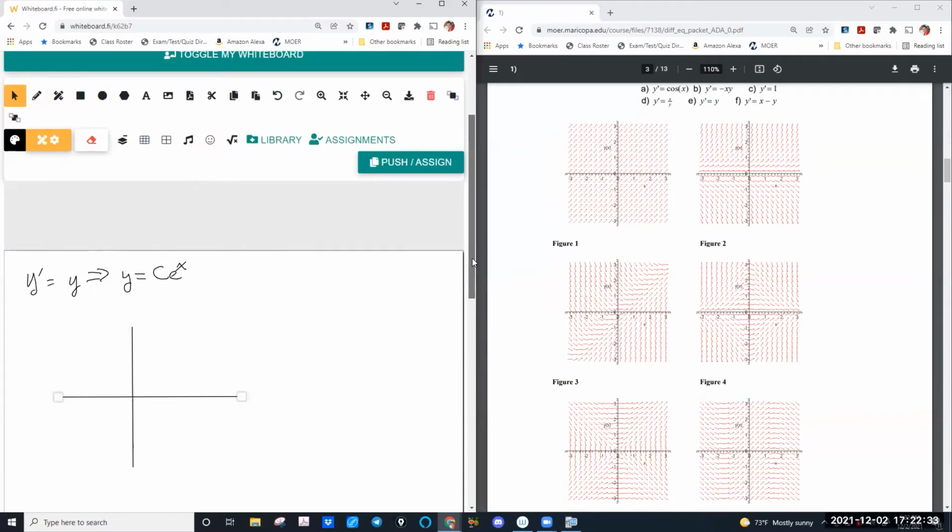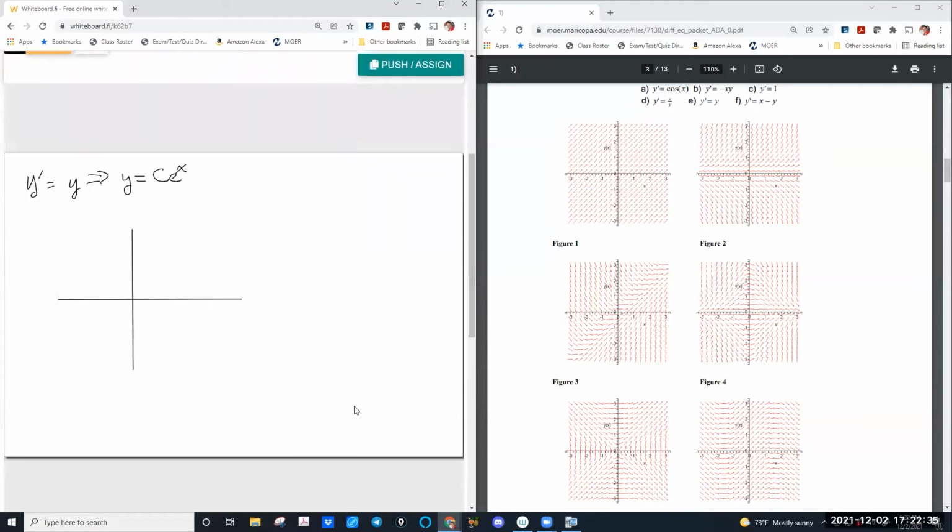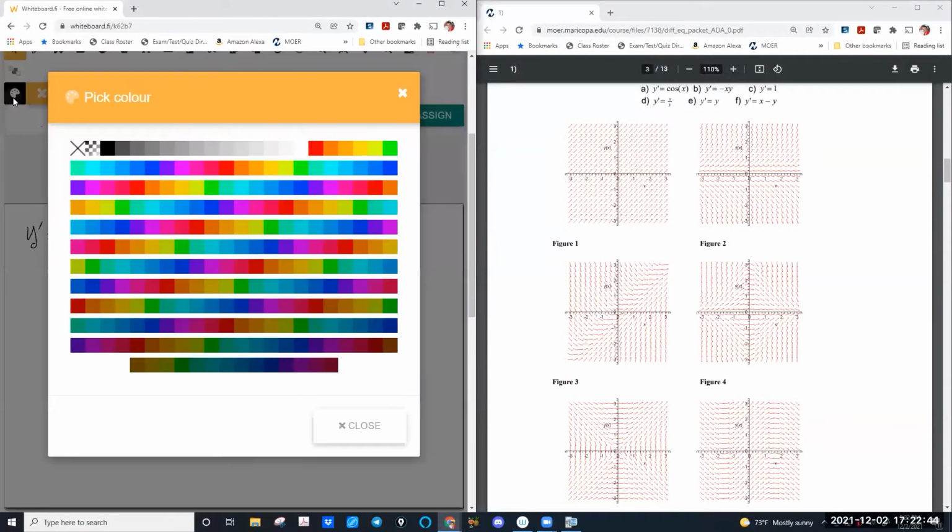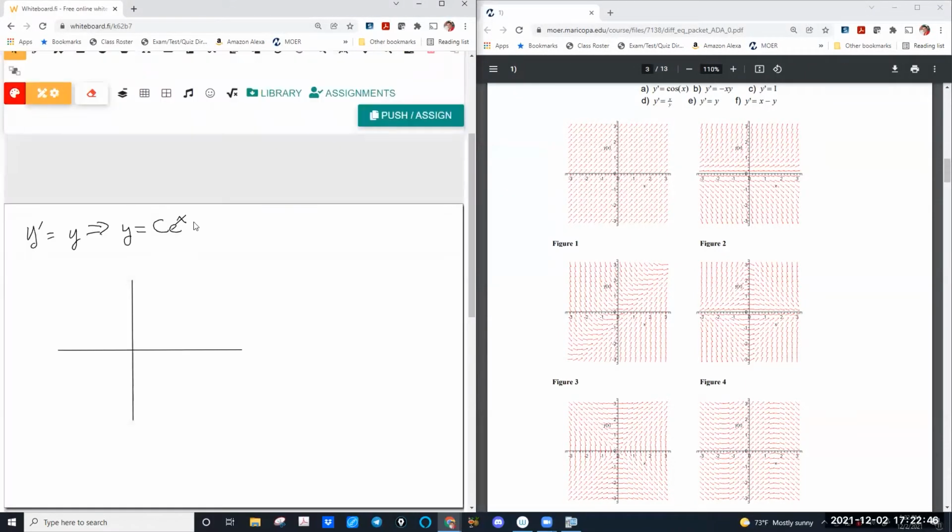The only reason I like doing this is that if you create a slope field, you get a better feel for how it works. So what we're interested in is the differential equation y prime equals y. All right, so we're focusing on this.